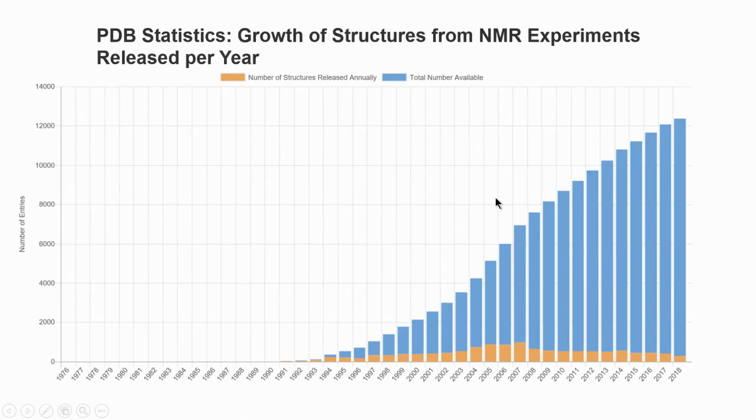Moving further on the PDB statistics, this is the statistics for NMR structures. You can see the growth is there, although it is not exponential, but there is steady growth over the years. The NMR structures deposited now are roughly about 12,000. This is less than 10%, about 8% of the total structures available. So about less than 10%.